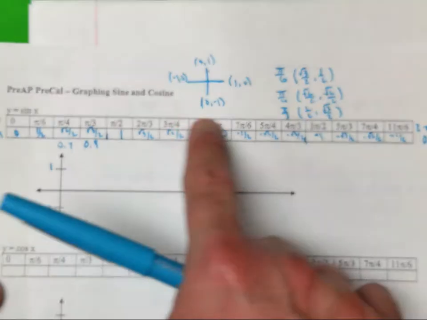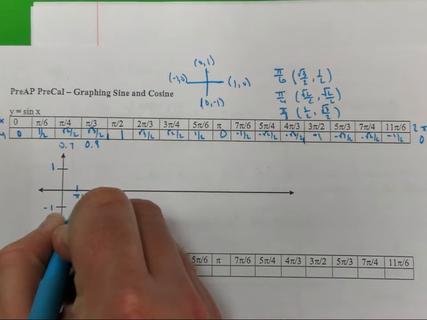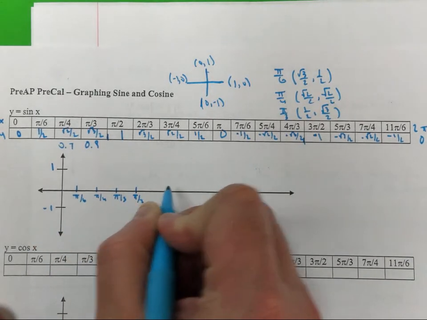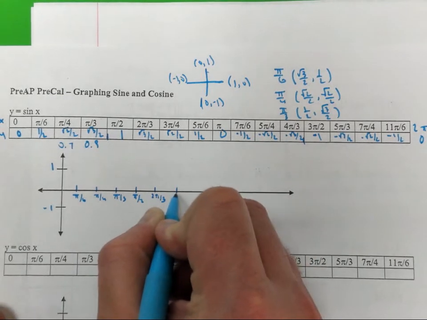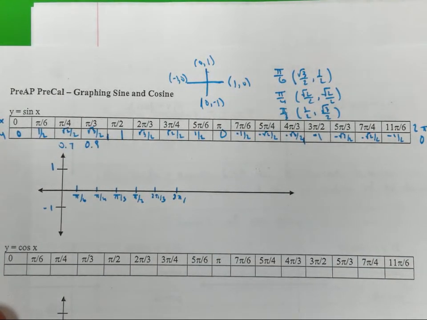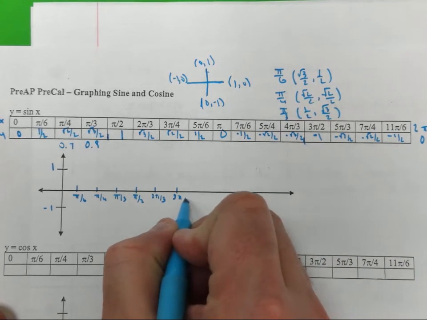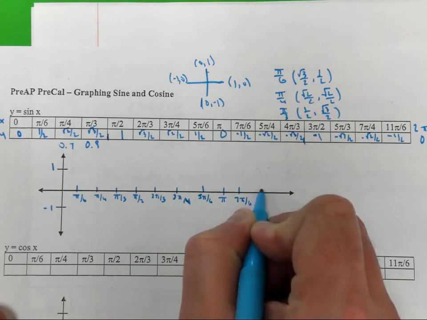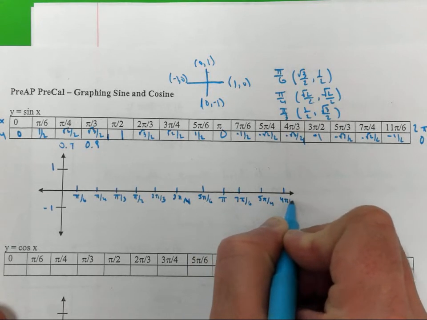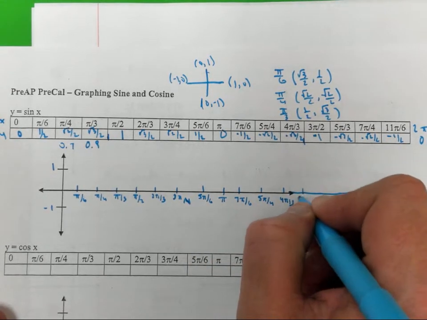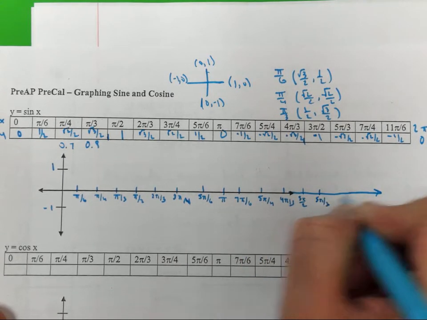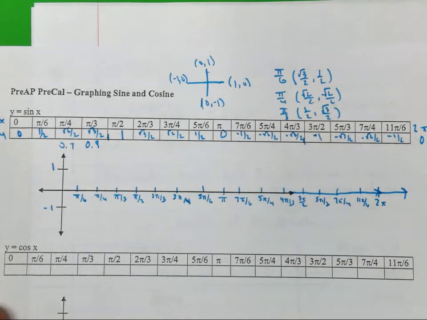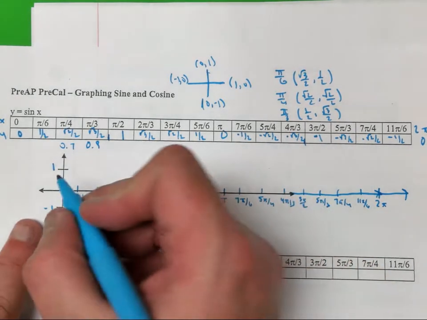Now, I'm going to write all these on my x-axis. I'll spread mine out a little bit. Okay, now plot the points. We start here at 0, 0.